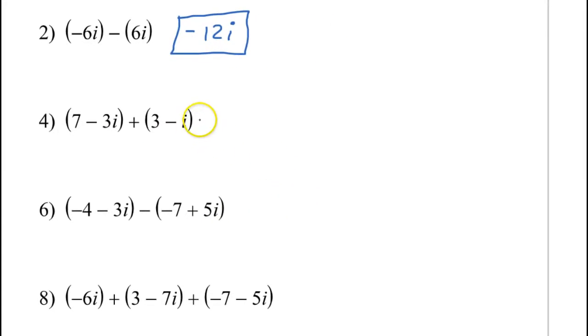Okay, looking at number 4. So again, we have these real parts, 7 and 3, that's 10. Okay, and then we have the imaginary parts, negative 3i and negative 1i. Together that is negative 4i. So that's going to be the answer for number 4.